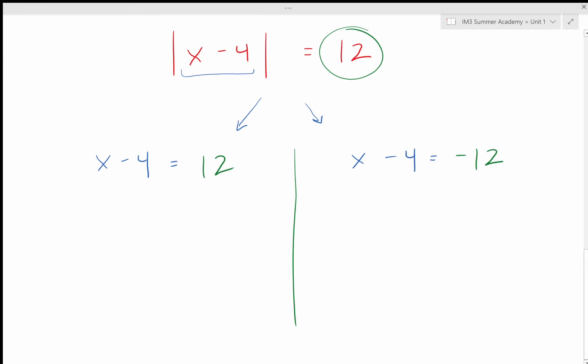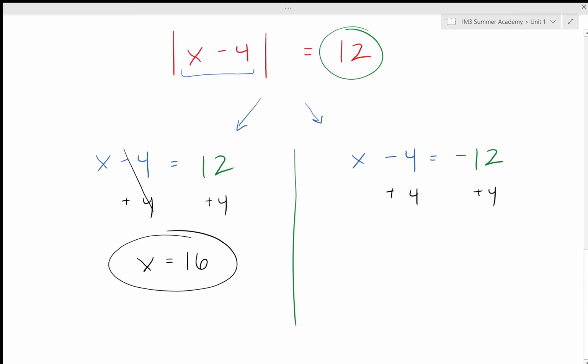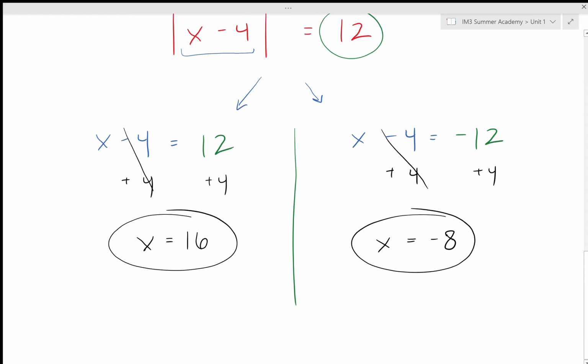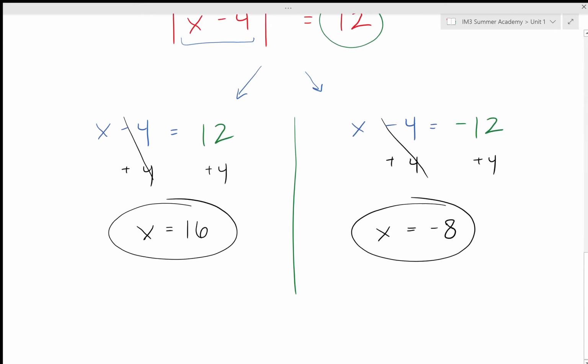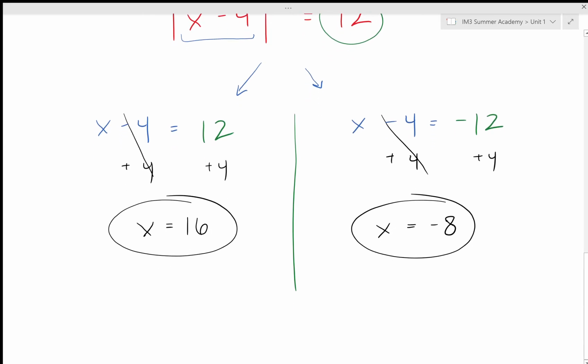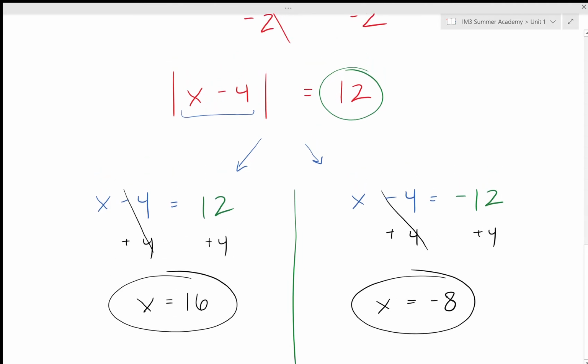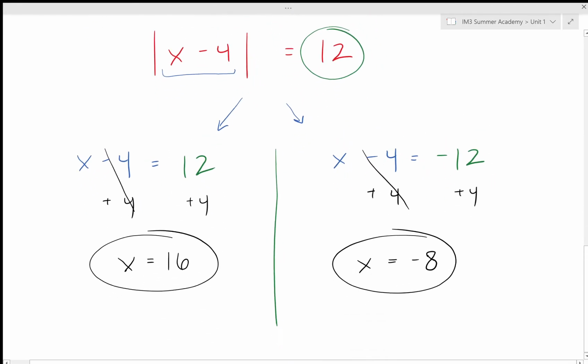So solving on the left-hand side, add 4, x equals 16. There's my first answer. If I do it on the other side, again I'm going to add 4, x is negative 8. So we've got two answers solved for x. And if you want, you can plug those answers back in, see if they come out to the original. Let's just check them. So 16 and negative 8.